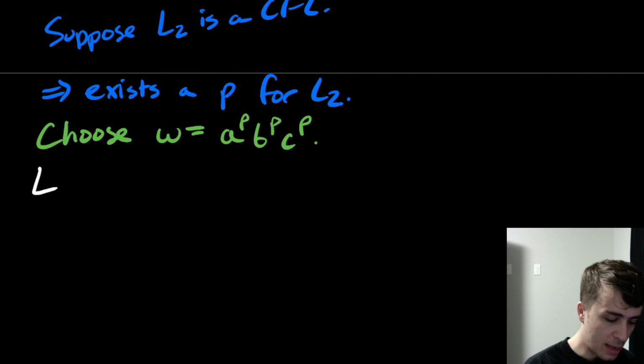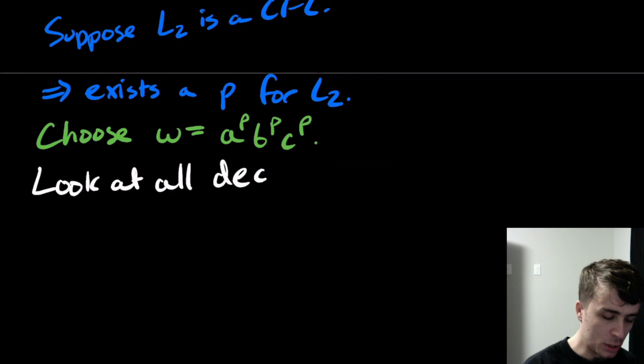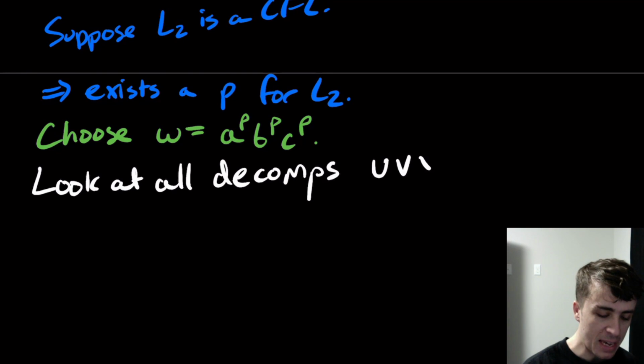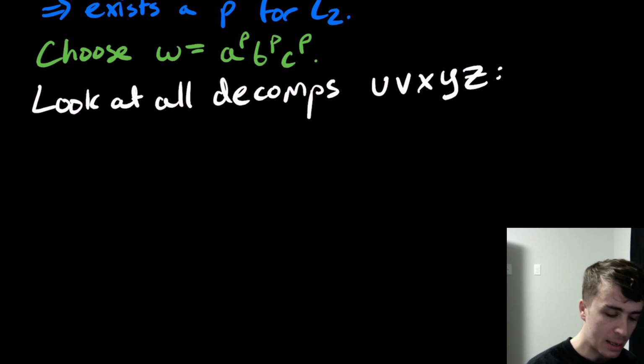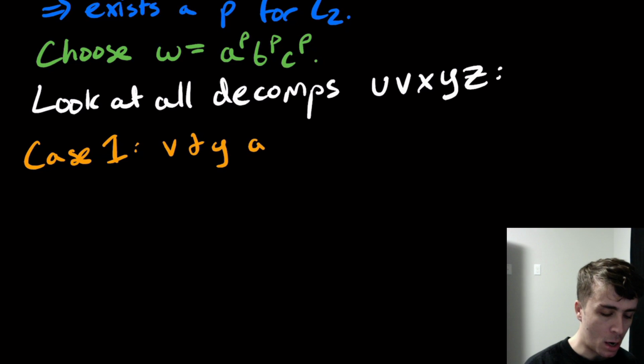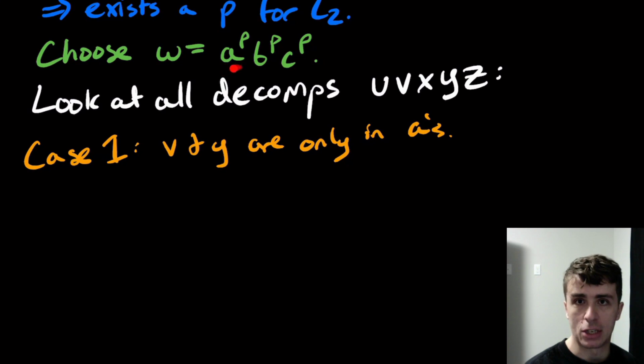Okay, so how are we going to prove this? We're going to, again, look at all decompositions. I'm going to shorthand it again: u, v, x, y, z. So we've got to look at all decompositions. We've got to break them up into cases. So let's assume that v and y are only in the a's right here. So the v and y are only in this first section.